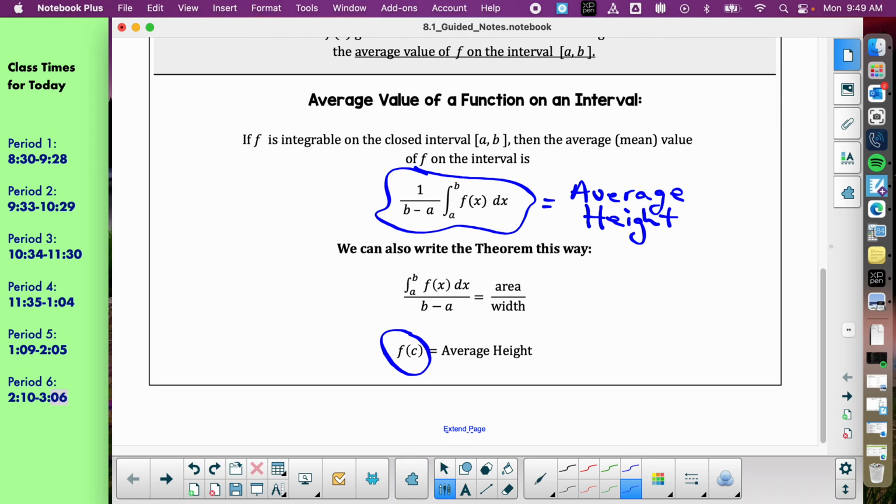If that represents the average height, how do we go about finding the actual individual c values? Like the x value, but it's written as a c.